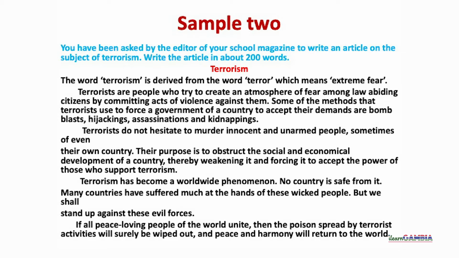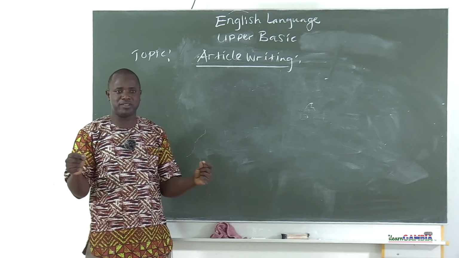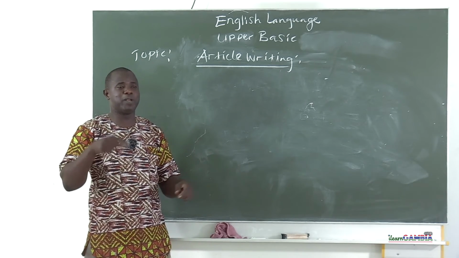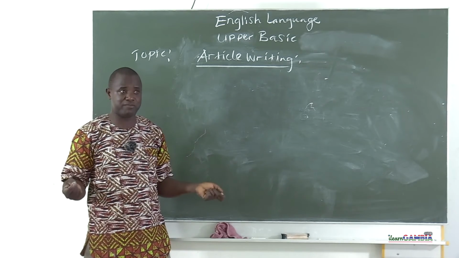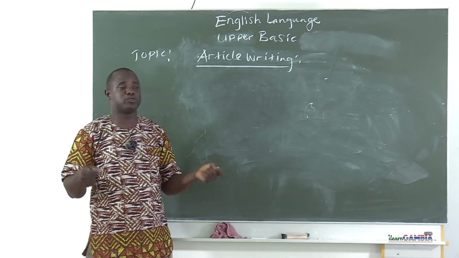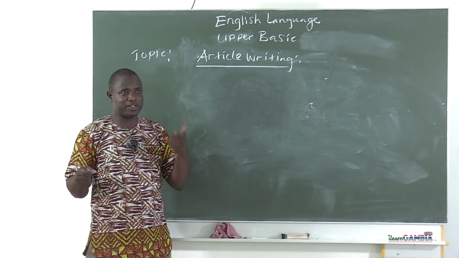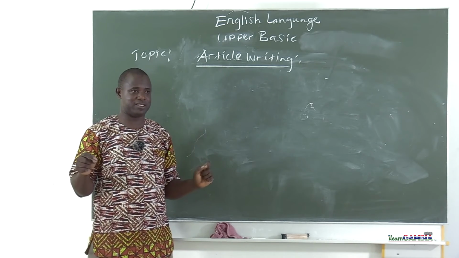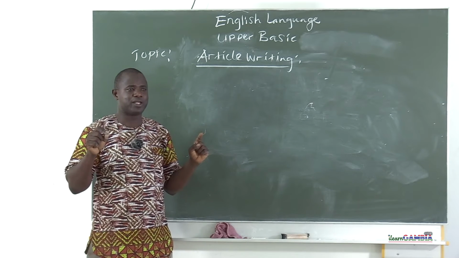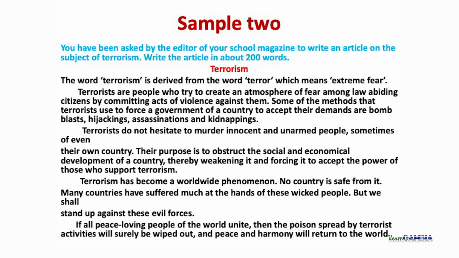Sample 2. You have been asked by the editor of your school magazine to write an article on the subject of terrorism. Write the article in about 200 words. Now, what is our topic here? Terrorism. So once you have your topic terrorism, the reader will want to know what is terrorism, because not everybody knows it, or people have different opinions, different perceptions, different ideas with regard to terrorism. So you can see readers will be interested to know what terrorism is. So we move on. So the first line we have is our introductory paragraph.